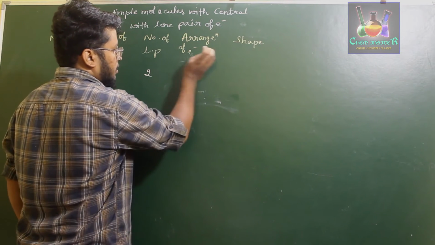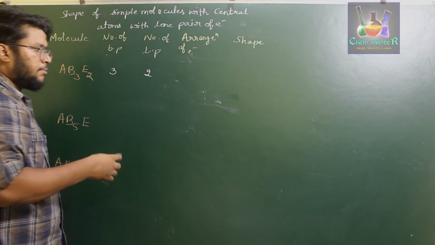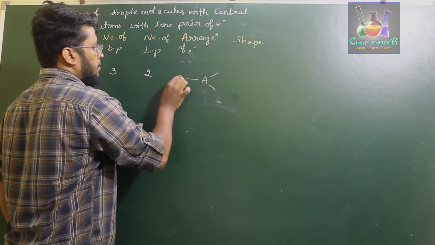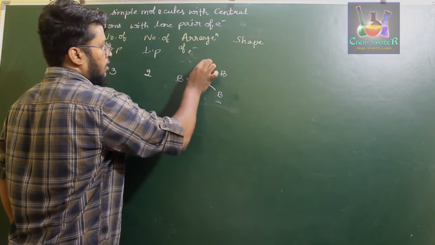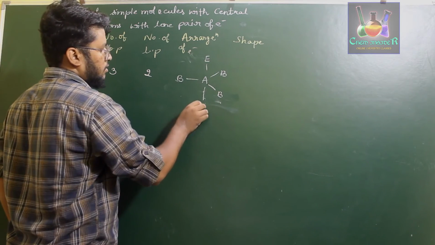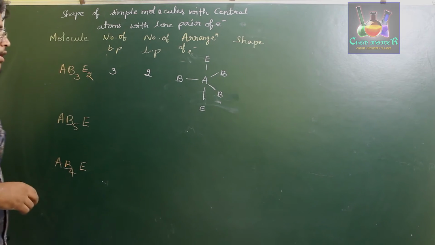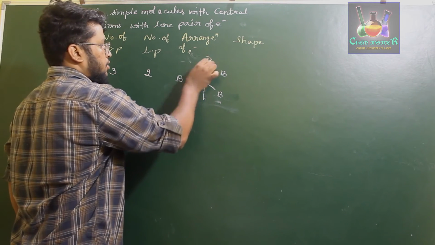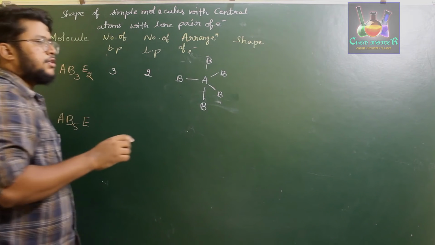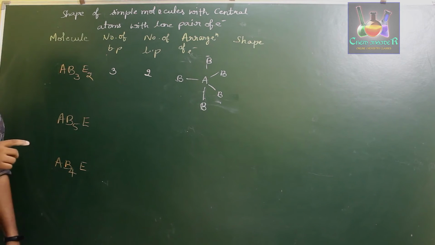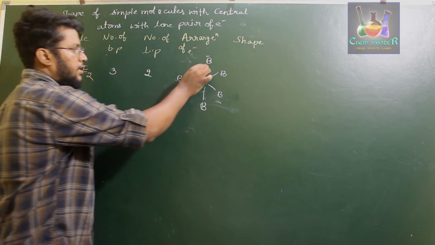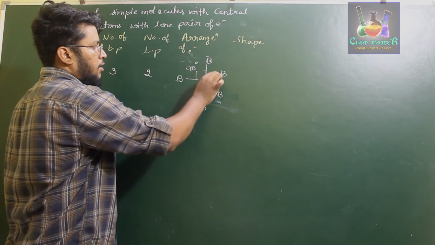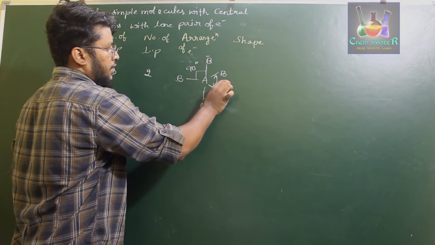That is just similar to the trigonal bipyramidal geometry of A with 3 B in the equatorial position, 2 B's at the axial position. But what happens here is, instead of replacing the bonding pair at the axial position which has a bond angle of 90 degree, if you consider these two bonds are of angle 90 degree, but these 2 bonds are of the angle 120 degree.